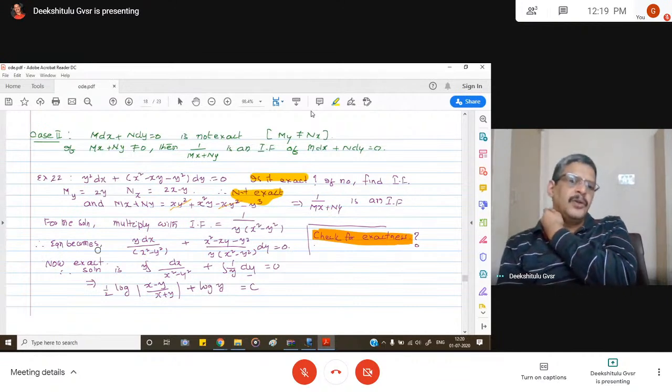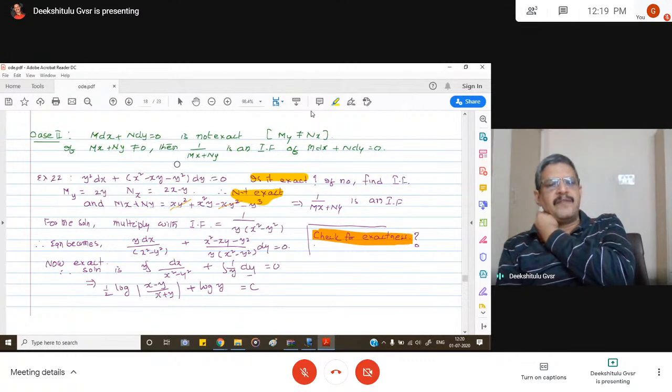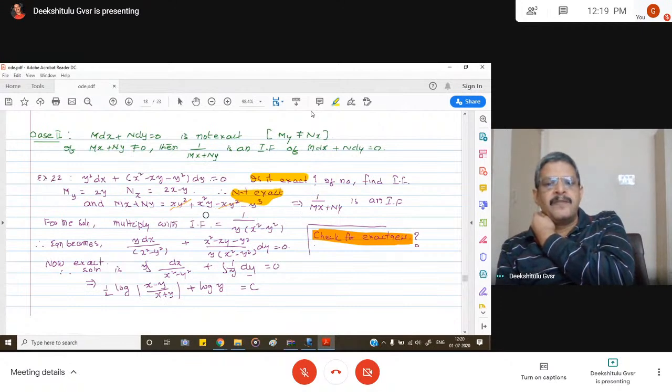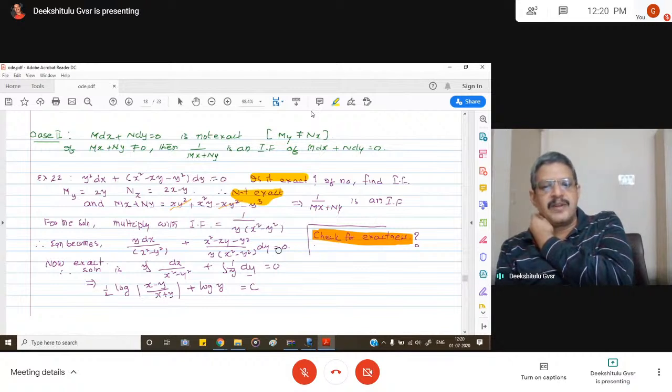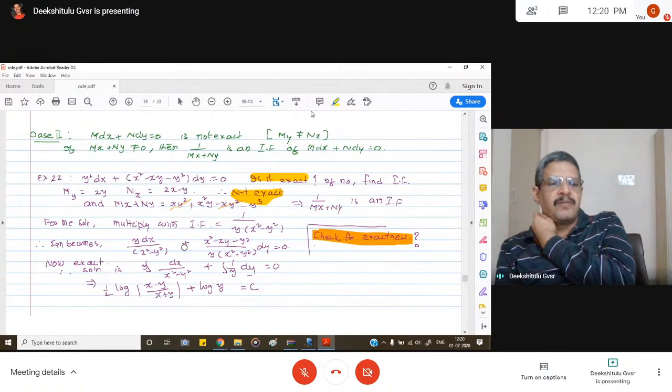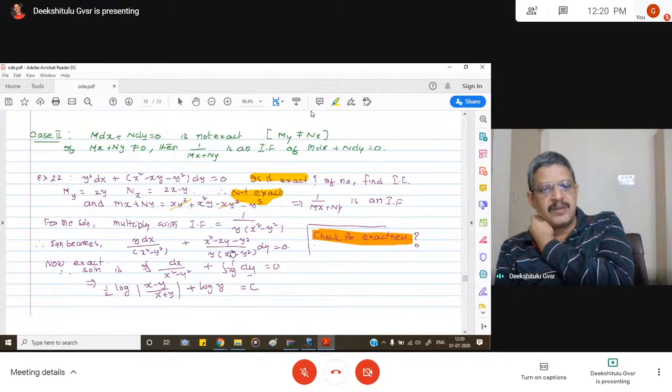Okay. So for the solution, multiply the given differential equation with the integrating factor, that is 1 by Mx plus Ny, that is, you take y common, 1 by y into (x square minus y square). So the equation now becomes y square dx into 1 by y gets cancelled, over x square minus y square, plus (x square minus xy minus y square) by y into (x square minus y square) dy is equal to 0. Now you have to check it for exactness. That means the new function M is now this one, y by x square minus y square, and the new N is this one. Call them M1 and N1.